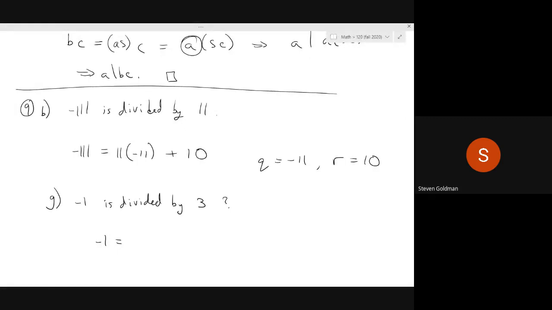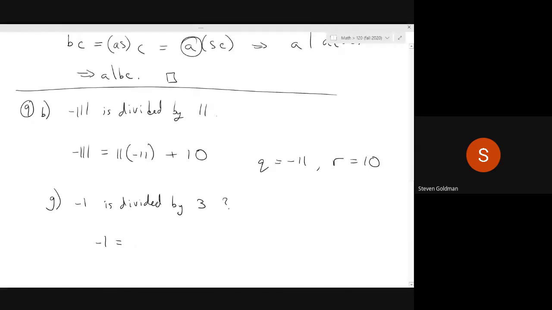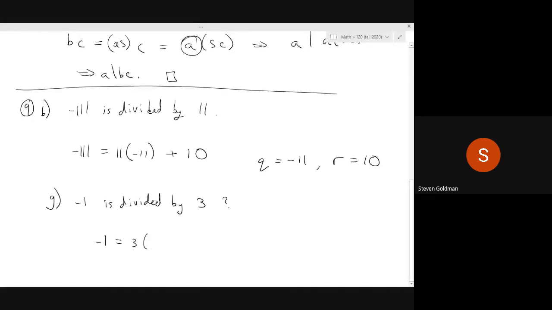All right. So for this one, 3 goes into negative 1. Well, if you say 0 times, then your remainder will have to be negative 1. And again, the remainder will come out negative. So I'm going to go down by 1. I'm going to make it negative 1, which is the same thing I did in the previous problem. Instead of negative 10, I went down by 1 to negative 11.